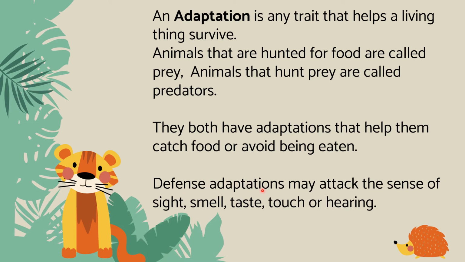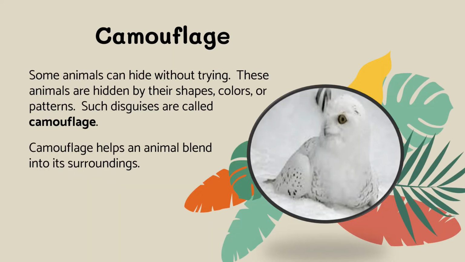Defense adaptations may attack the sense of sight, smell, taste, touch, or hearing. Camouflage. Camouflage is a kind of adaptation. Some animals can hide without trying. These animals are hidden by their shapes, colors, or patterns. Such disguises are called camouflage. Camouflage helps an animal blend into its surroundings.